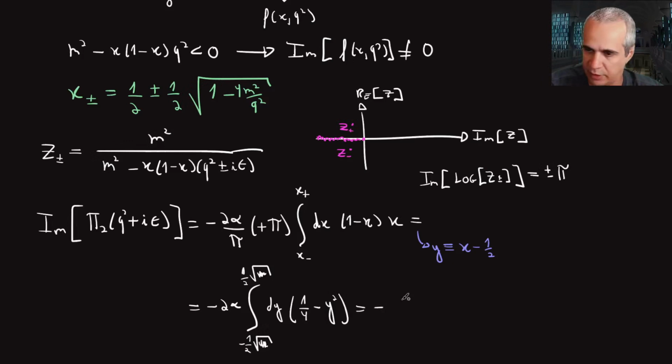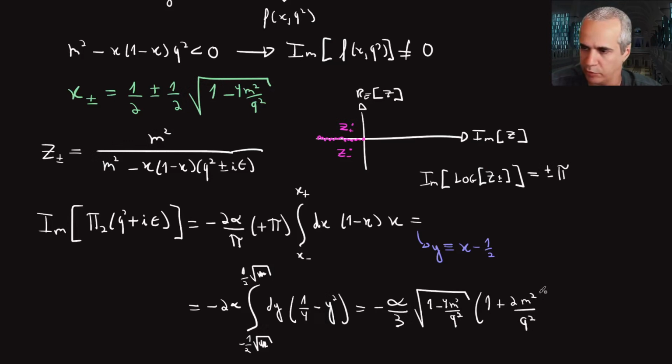I'll get minus alpha. Am I missing any part here? No, it's fine. Minus alpha over 3 times the square root, with the limits of integration, let me put them here: 4m squared over q squared, (1 plus 2m squared over q squared), right? That's easy to integrate. You can check my calculus.